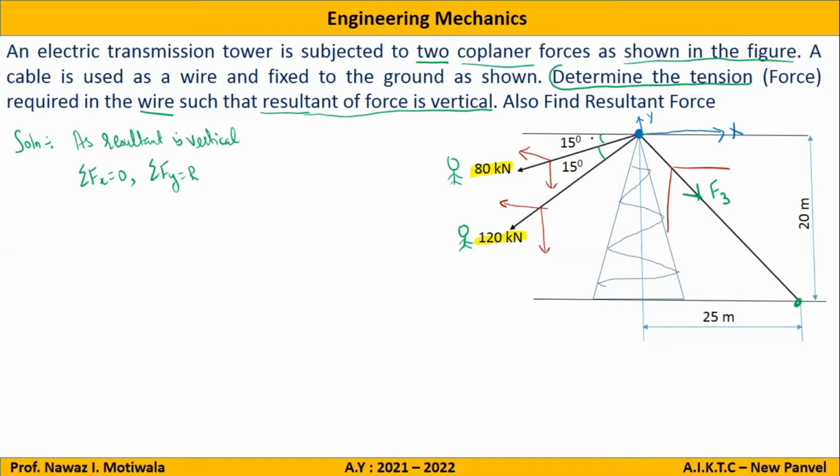Now, this angle is given to us as 15. So this angle will also be 15. So this will be 80 cos 15 and this will be 80 sin 15.